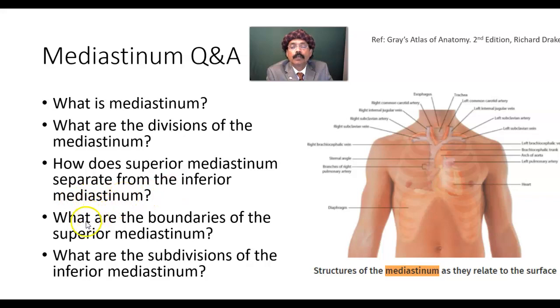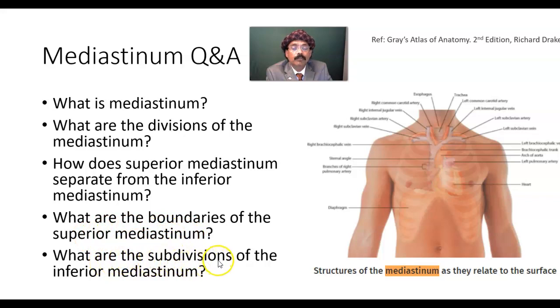Okay. What are the boundaries of the superior mediastinum? Superior mediastinum is bounded anteriorly by the manubrium sterni, posteriorly by the upper four thoracic vertebra, that is T1, T2, T3, T4 bodies. On each side, it is bounded by the mediastinal pleura. Okay, so we got the boundaries of superior mediastinum.